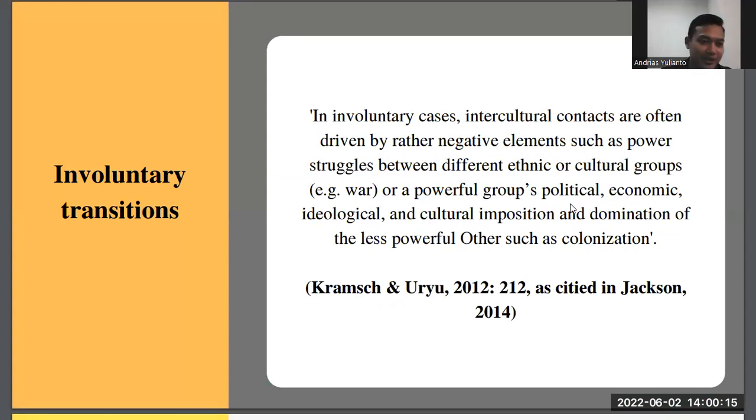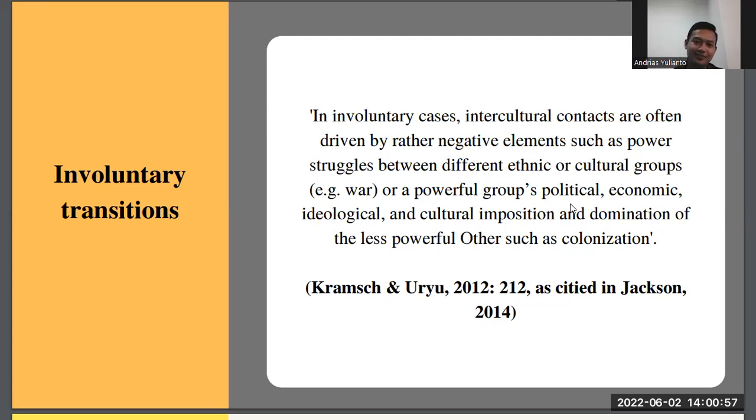Well, after the voluntary, now we discuss the involuntary transitions. Here, not all migration is voluntary. For a variety of reasons, people or groups of people may become involuntary migrants. They may be compelled to move to a different region or country where they are forced to go.